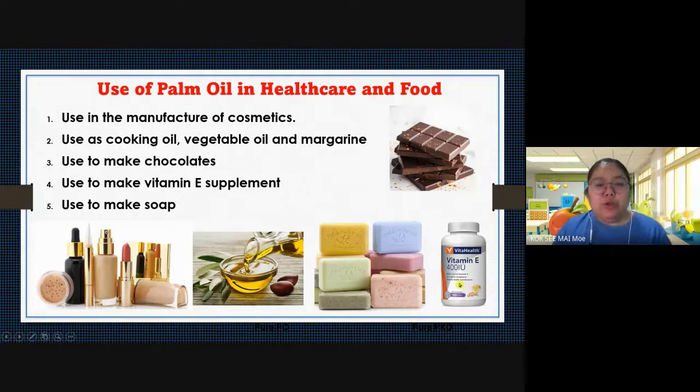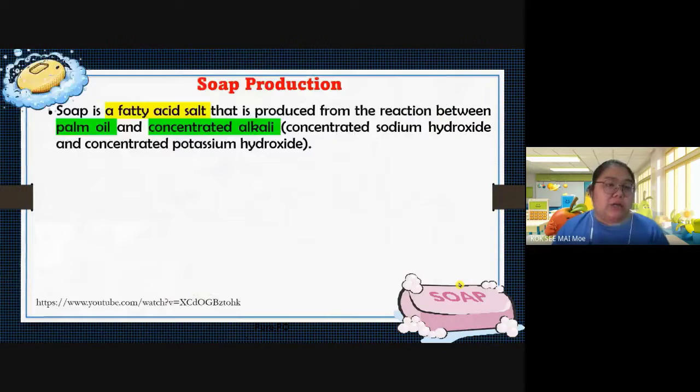Okay, now we need to continue. This is one of the PK experiments, but I don't want to do it today because later you have an exam. I will tell you tomorrow what you need to do about this PK experiment. This one is soap production. How do they produce the soap?